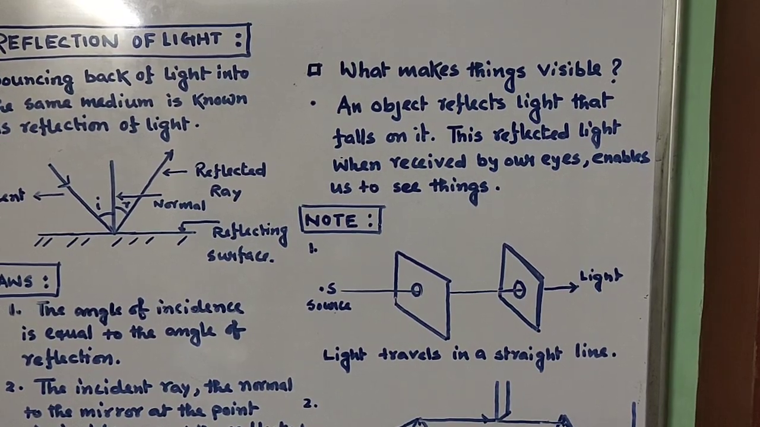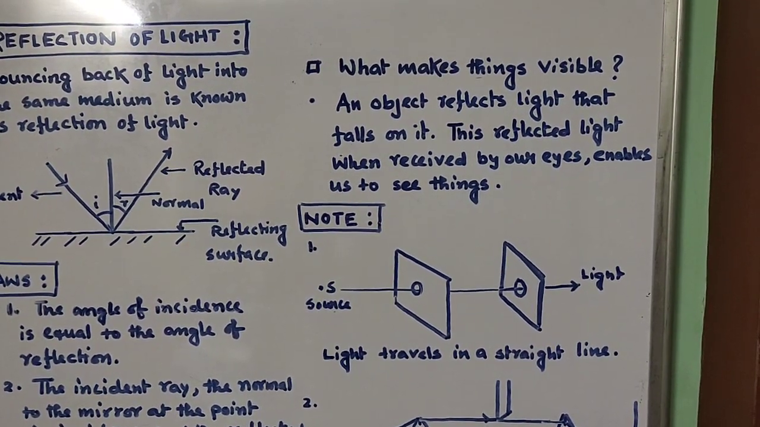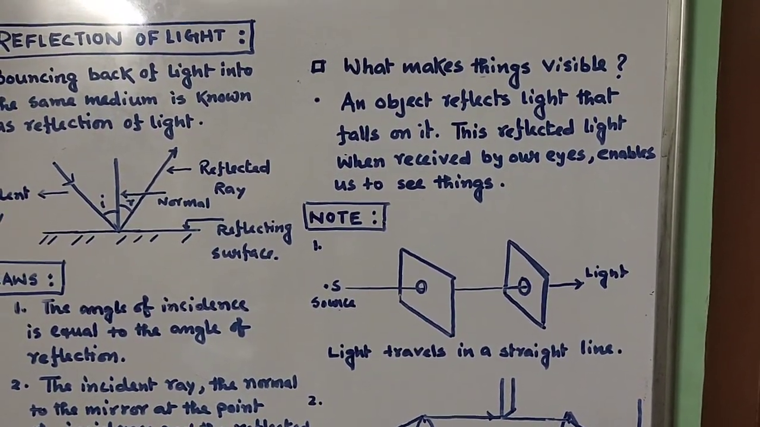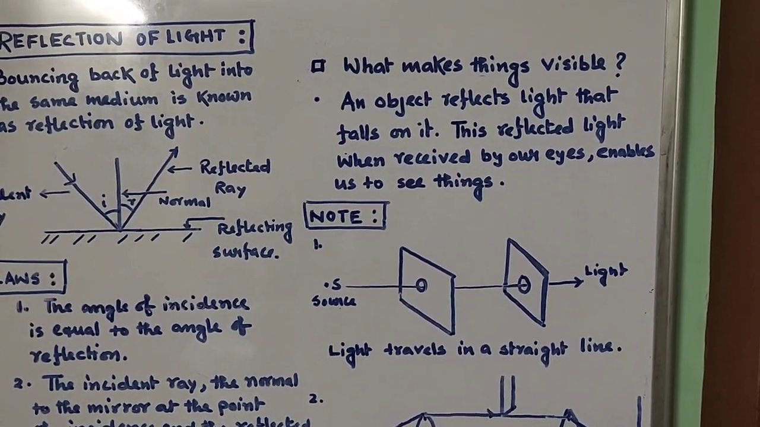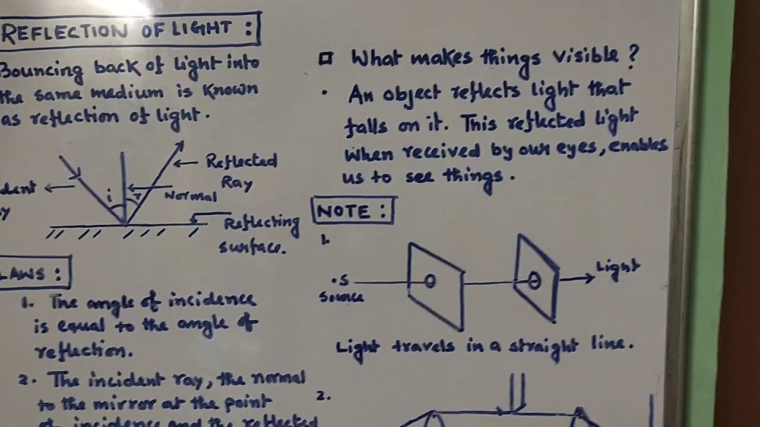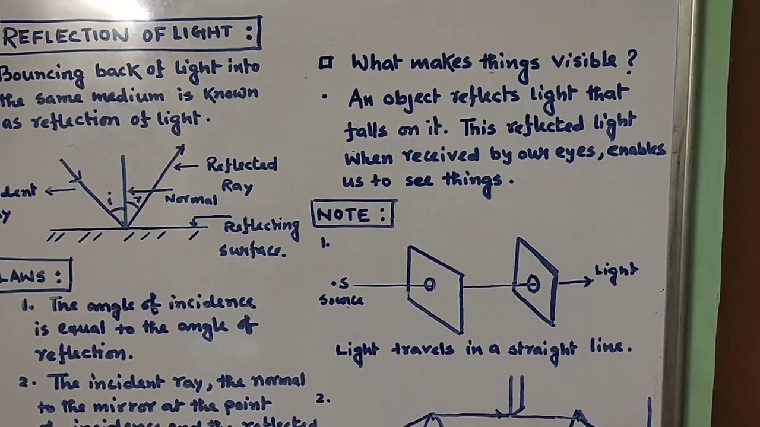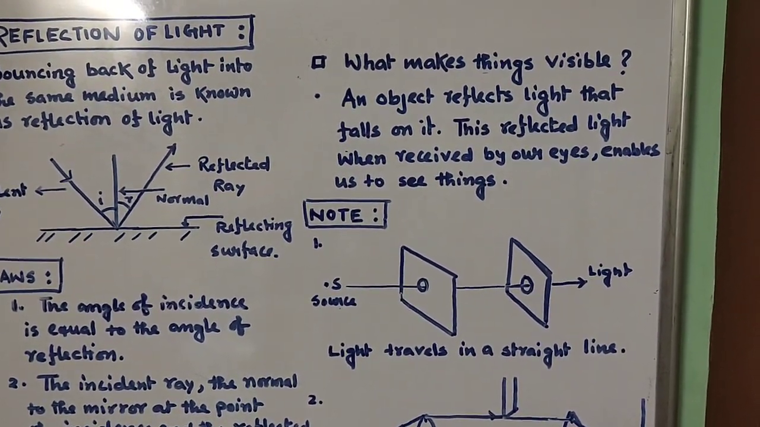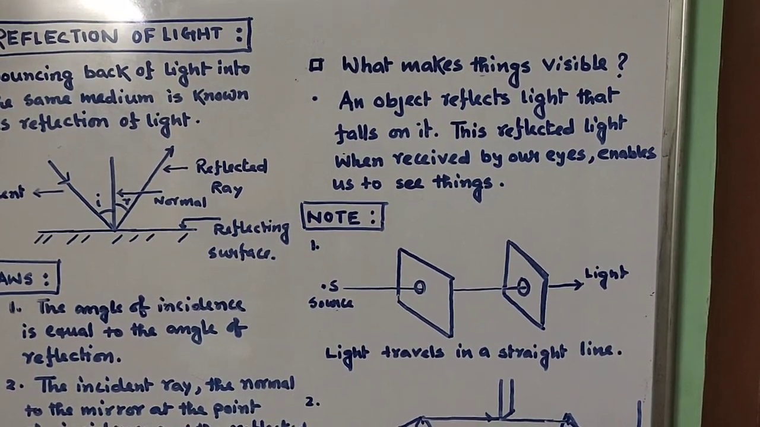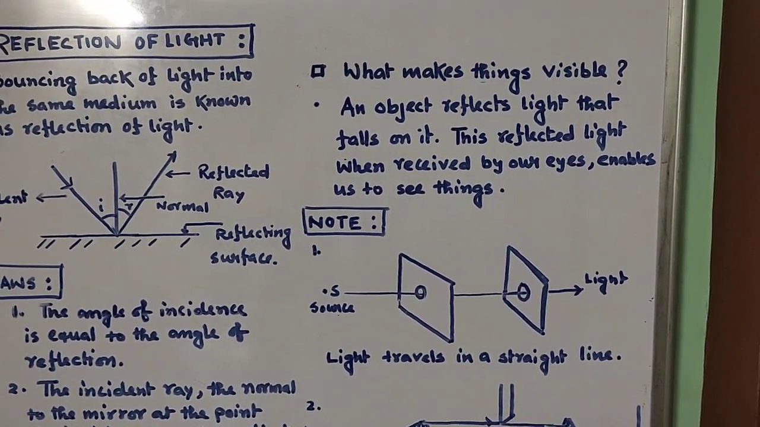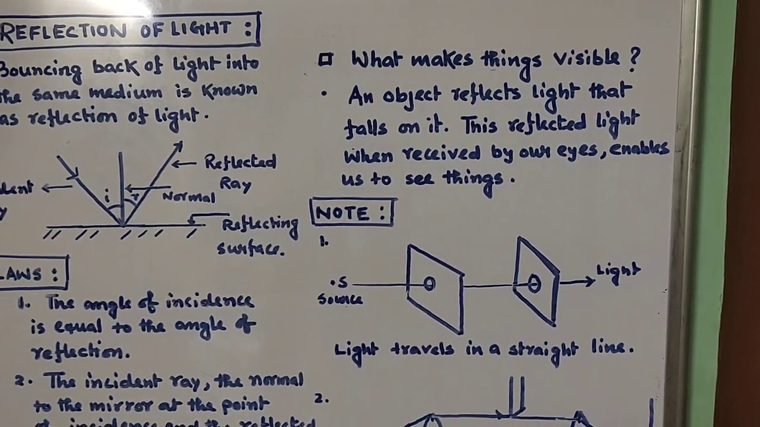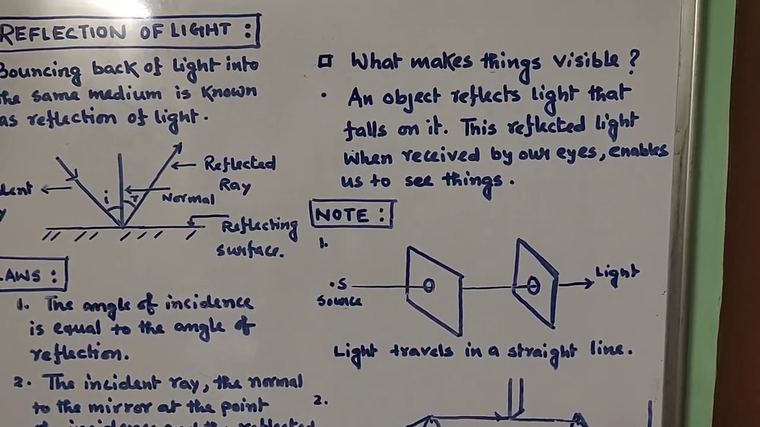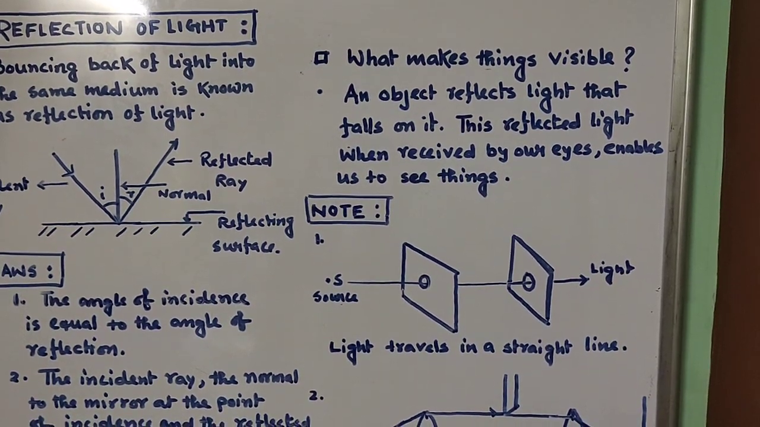So to see an object, what do you need first? You need a source. The source may be a bulb, maybe a candle. Now what does this source do basically? This source emits light, and pictorially basically we used to show it by arrow. So the source emits light and that light falls on the object.